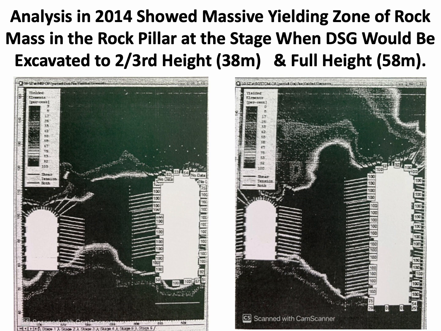And the right side diagram shows the extent of yielding that would be happening in that intervening rock pillar between the transformer hall and the Downstream Surge Gallery when the excavation of the full depth of the Downstream Surge Gallery would have reached.